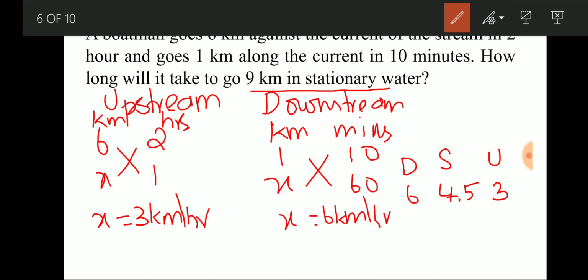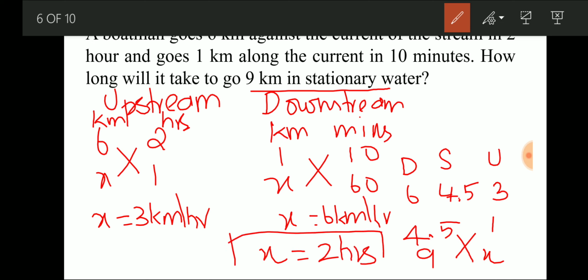So in still water, this boat travels at 4.5 kilometers per hour. In order to travel 9 kilometers, how long does it take? For 4.5 kilometers, it takes 1 hour. Then for 9 kilometers, how long does it take? Just cross multiplication, the value is going to be 2 hours. So it takes 2 hours to travel. It is a very simple technique. Again, this takes a bit more, but it is still simple, and this can be solved in less than 30 seconds.